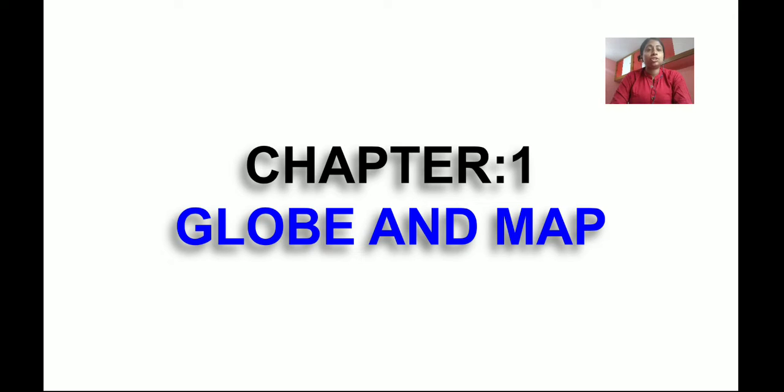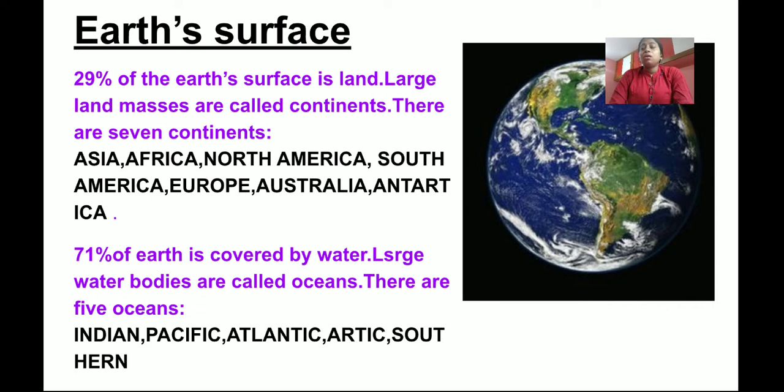Today I am going to teach you chapter number 1, Globe and Map. Here we go. Our Earth is the most significant part of the solar system. This chapter is all about the study of the Earth. Why is it significant? Because this is the only planet where life prevails.